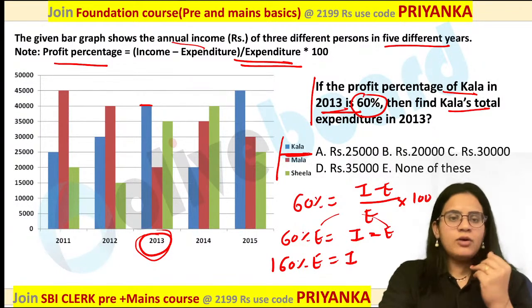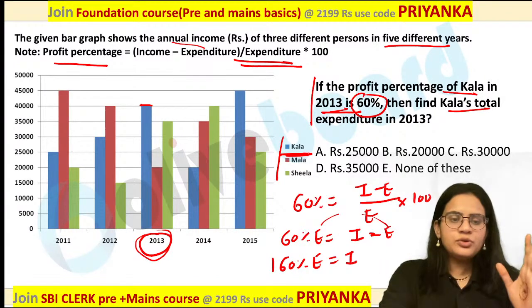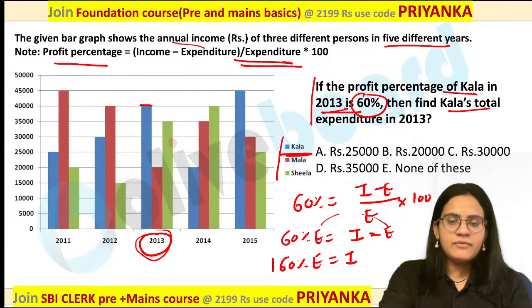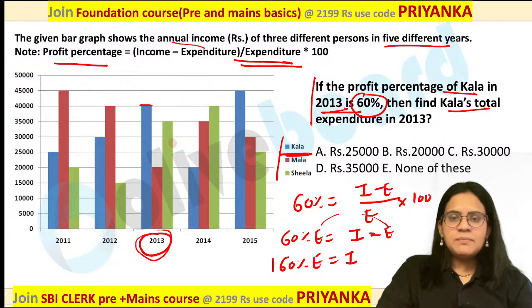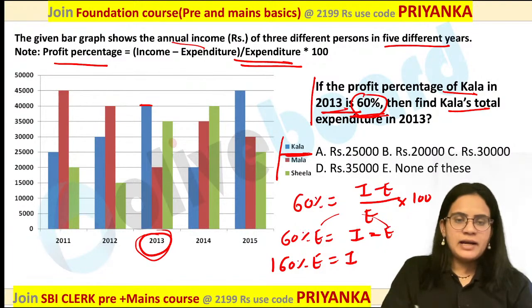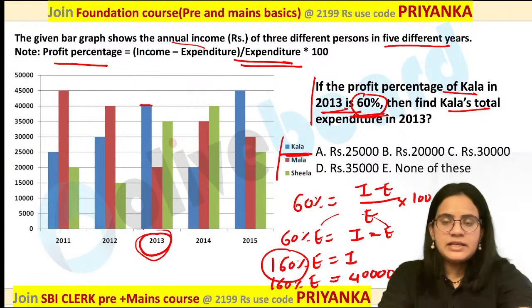So basically what I want to tell you through this is, if you want to get any income value, what you have to do is calculate the multiplication factor using the profit percentage, and multiply it by expenditure to get your income value. Everybody is getting this? Now here they have provided you that the profit percentage is 60%. So my multiplication factor would be 160%, and they have also provided you how much is her income in 2013. That is nothing but 40,000. The income is nothing but 40,000. So easily you can see what would be the value of expenditure over here.